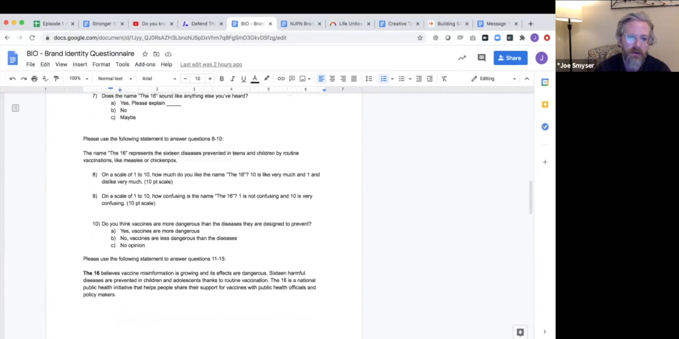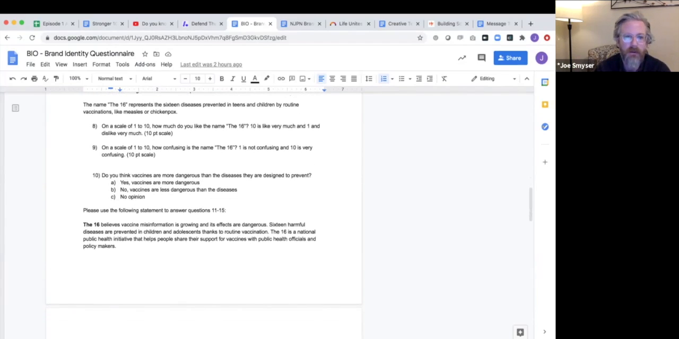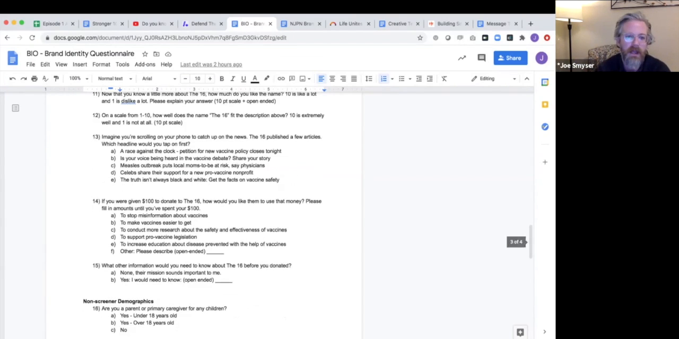And so they told us, and then we told them, okay, well, here's what it means. It represents 16 diseases. And then we said, so now what do you think about the 16? How this survey was designed, which is very typical, is we ask for an initial reaction, we give the person more information, then we ask for their reaction again, then we give them a little bit more information, and then we ask for their reaction again. This is a really common way of doing it.